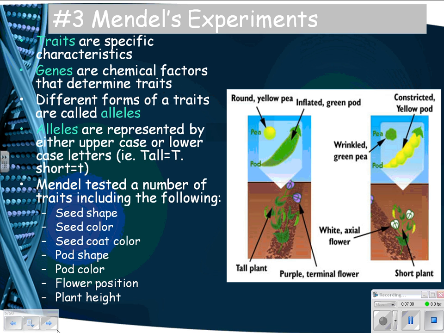So the question is asked, how are genes, traits, and alleles related to each other? An allele is a different form of a trait, and a gene is a chemical factor that determines a trait.